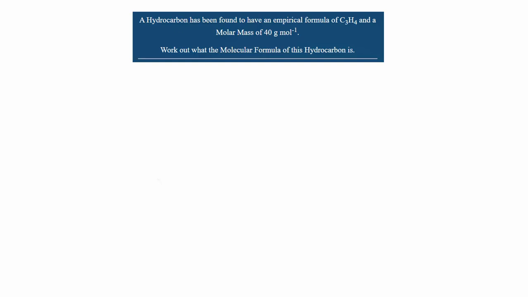We know that the empirical formula is going to be effectively the simplest, or albeit the smallest, whole number ratio of atoms of elements in a given compound. And we know that the molecular formula is going to be the actual number of atoms of each element in that same compound, right? So we're effectively going to look at, well, what's the actual scale factor between the empirical formula and the molecular formula? We need to work that out.